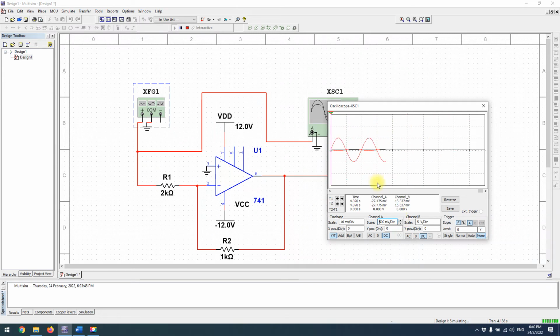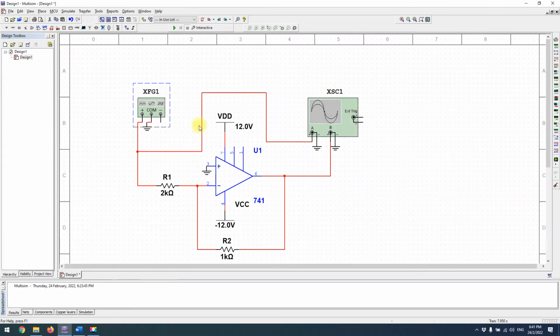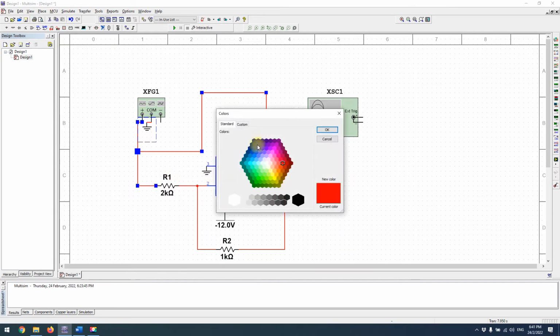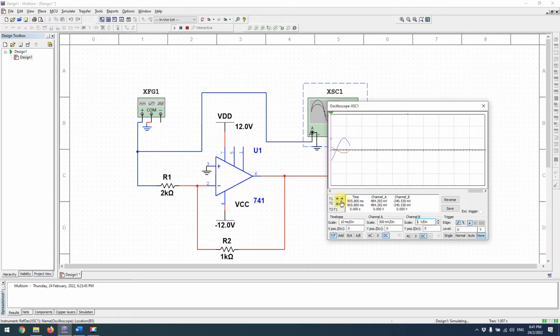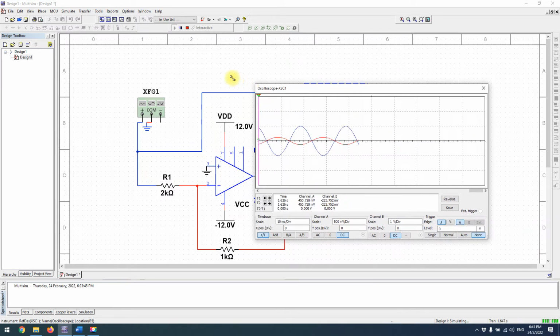There we go. Okay, so it's a bit difficult to observe once we stop it, we can't really know which is which. So what I would suggest is that we change this segment color, we can just change it to blue. So now the blue represents your input and the red represents your output, right? Let me now zoom this in a little bit.